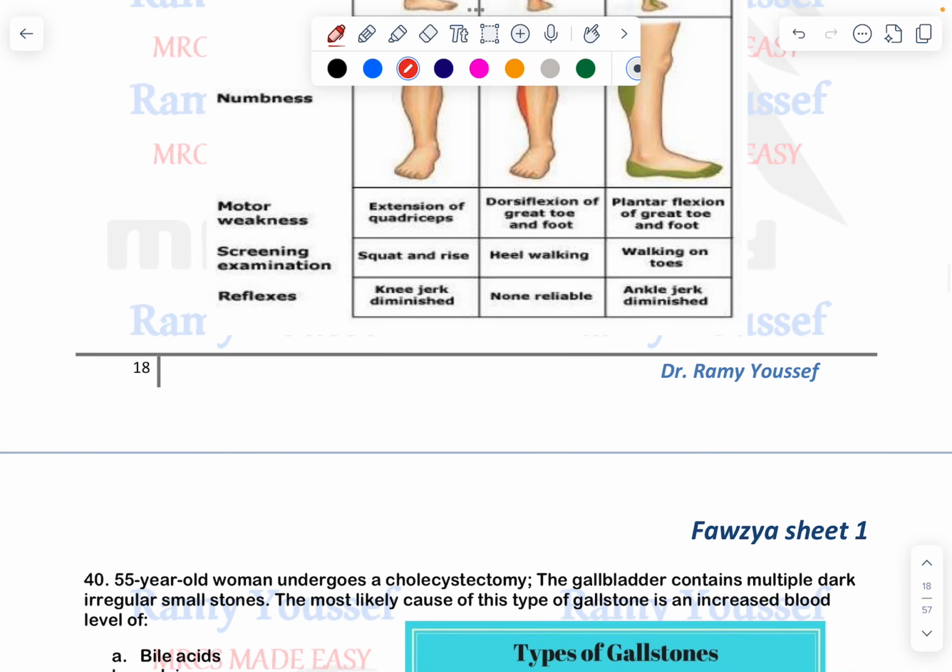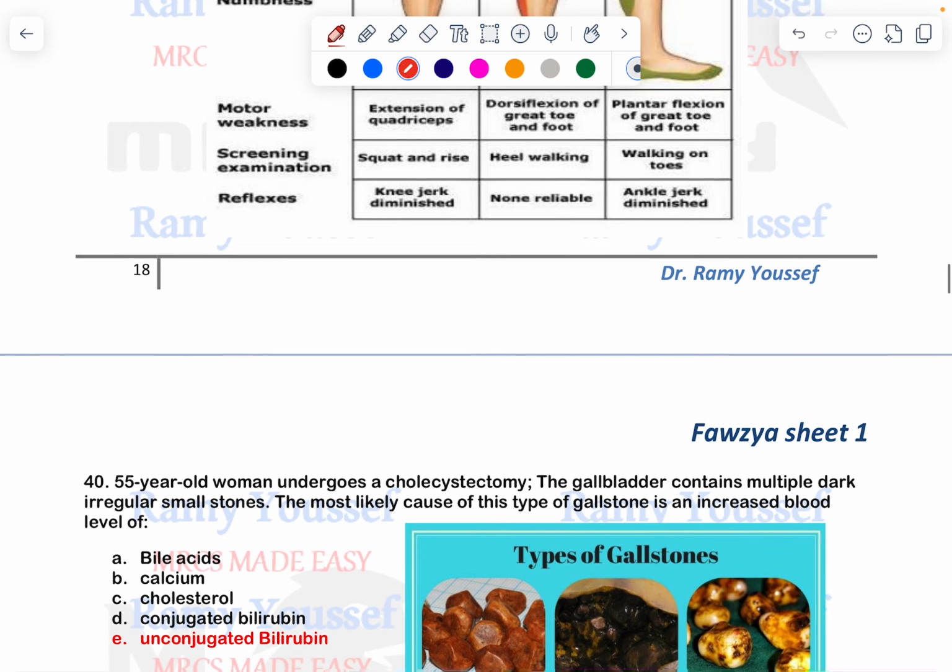A 55-year-old woman undergoes cholecystectomy, and the gallbladder contains multiple dark irregular stones. What is the most likely type of stone? Pigmented stones, from conjugated bilirubin.